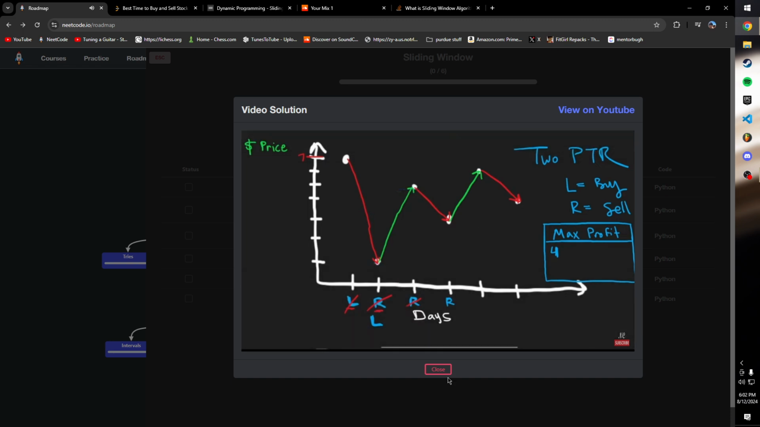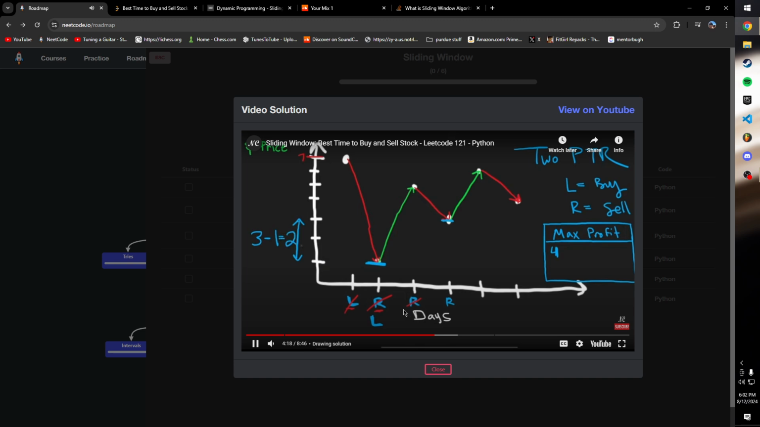Now let's compare our left and right. So we're buying here, we're selling here. In that case, the profit is going to be 3 minus 1, which is only 2. So if you take a look at our current max, it's 4, so we're not going to update our max profit. And we notice that with our left pointer, we're buying low and we're still selling high. It's not as high as this, but we still don't need to update the left pointer.